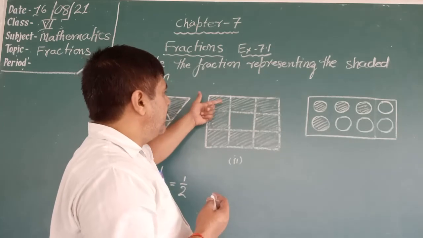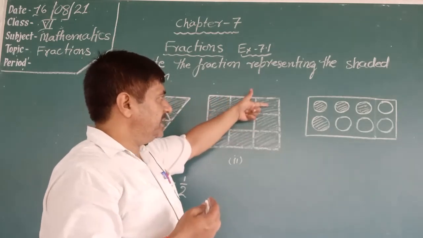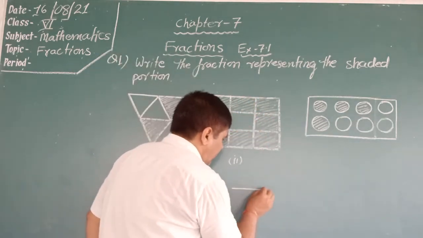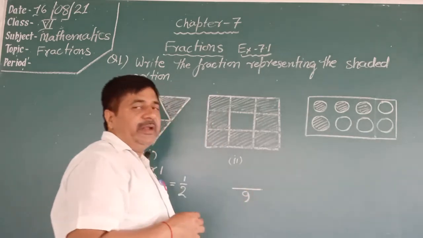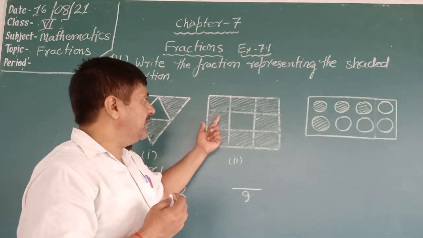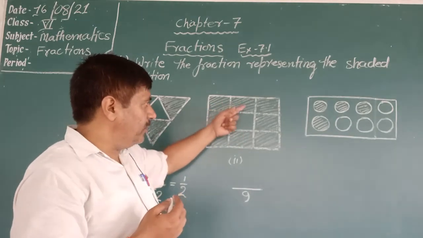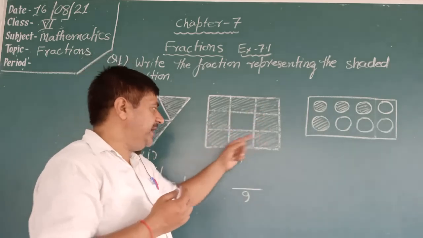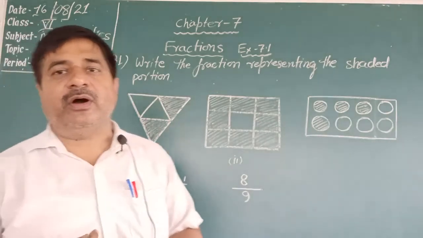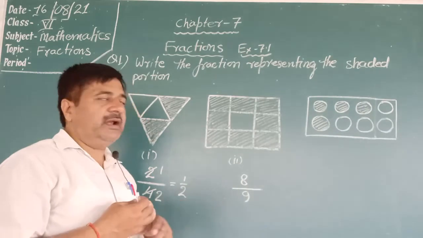Now 1, 2, 3, 4, 5, 6, 7, 8, 9. The total parts given here is 9, and how many parts are shaded? The shaded part is 8. Okay, now 1, 2, 3, 4, 5, 6, 7, 8. So this fraction is 8 upon 9. Okay, so this is 8 upon 9.